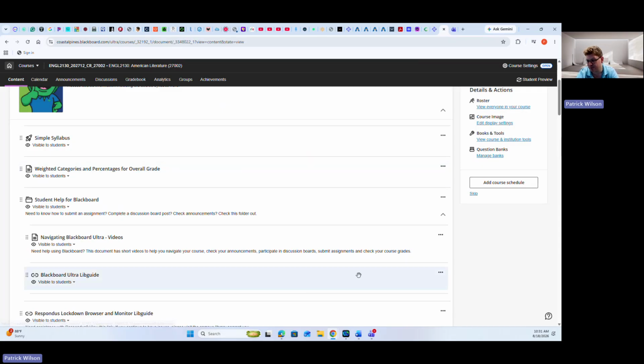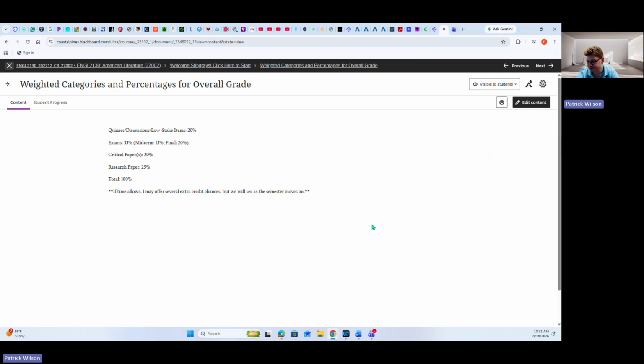So these are the weighted categories. Quizzes, discussions, and low-stakes items are going to be 20% of your grade. Exams, you've got 2, a midterm and a final. Collectively, they're worth 35% of your grade. Critical papers are 20% of your grade; those are the sort of shorter essays. The research paper is going to be 25%. They all add up to 100.